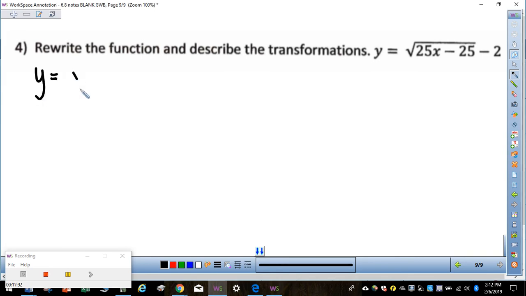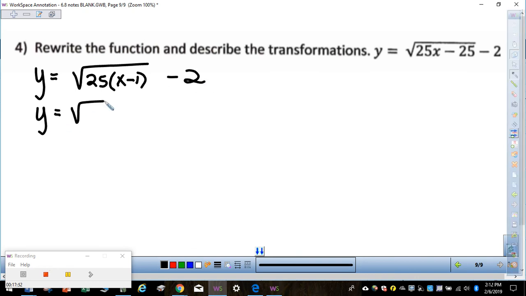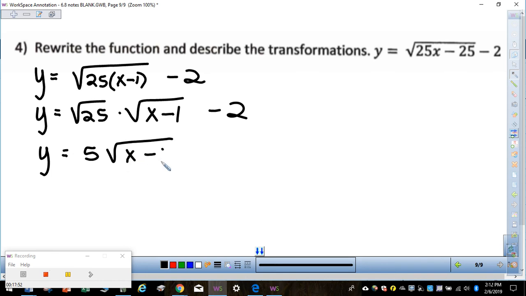All right, and finally let's look at this last one. This time we're going to factor out a 25. This is square root 25 times square root x minus 1. We still have that minus 2 on the end. That's going to turn it into 5 times the square root of x minus 1 minus 2. So our goal is always just to have a single positive 1 in front of the x here on the inside. So we can say now this one is vertically stretched by a factor of 5. It's going to move to the right 1 space, and it's going to move down 2 spaces.